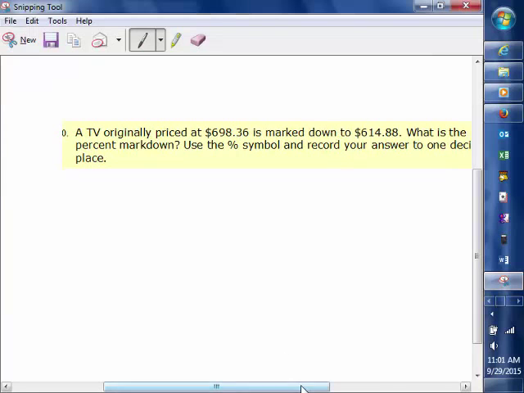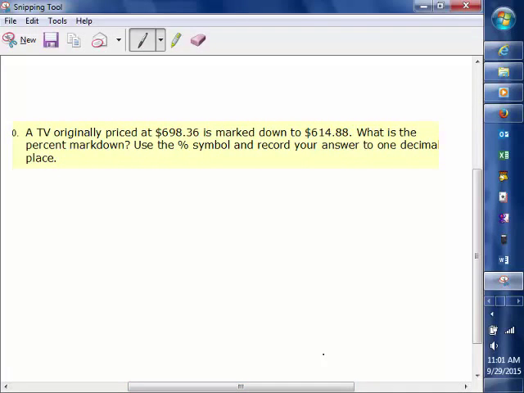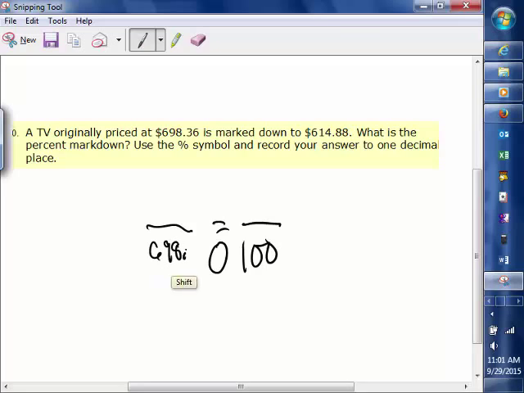A TV is originally priced. Okay, so markdown is always based on the original price, which is the 100%. It was originally marked at $698.36. It's marked down $614.88. This is the down. Be careful, because we want to eventually know what is the markdown, not the dollars, but the percent, markdown percent.